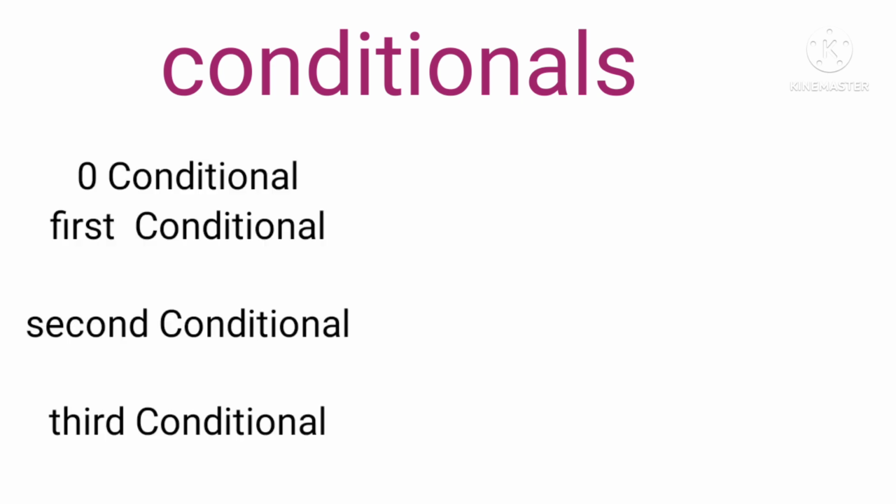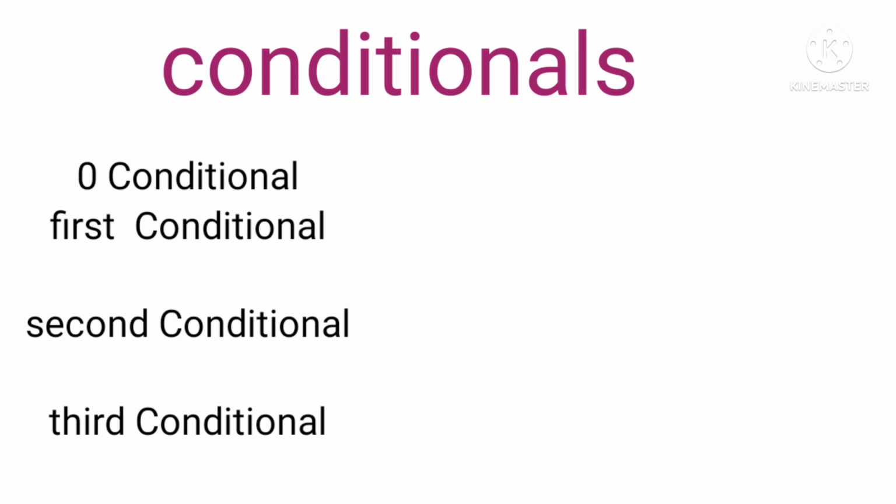Hi guys, today we are going to talk about four conditionals in English. In English we have four conditional sentences: zero conditional, first conditional, second conditional and third conditional. Each conditional has an if clause and a main clause. The if clause gives us the situation and the main clause gives us the result.